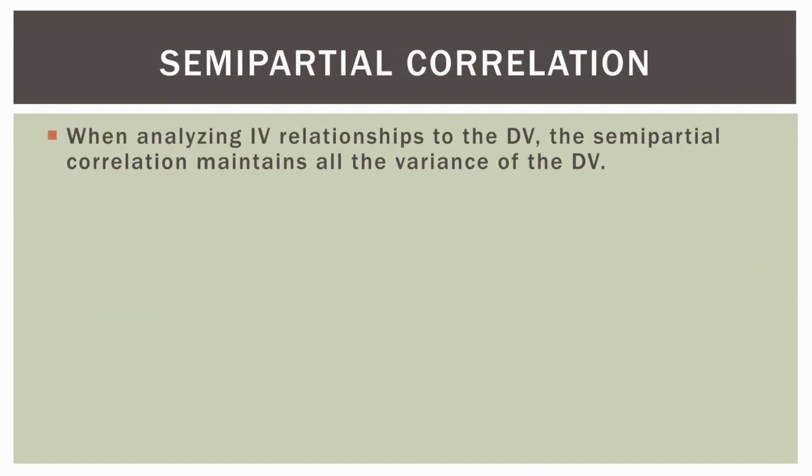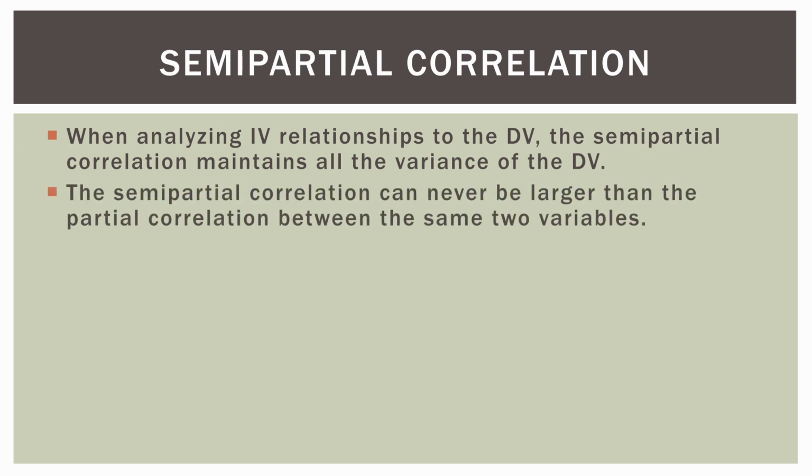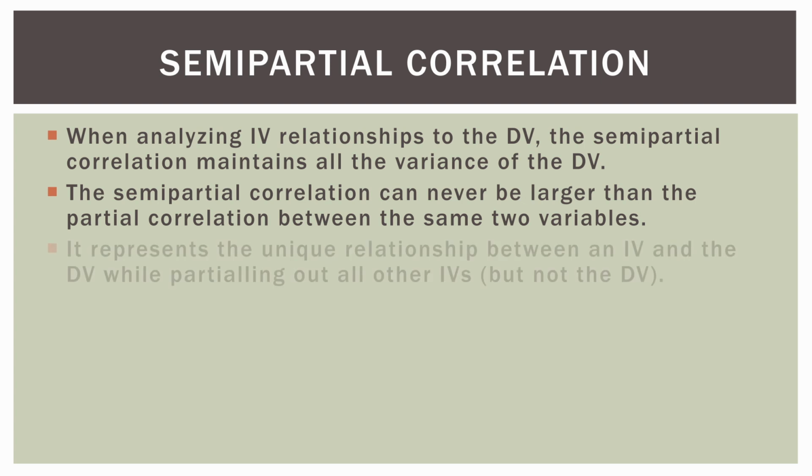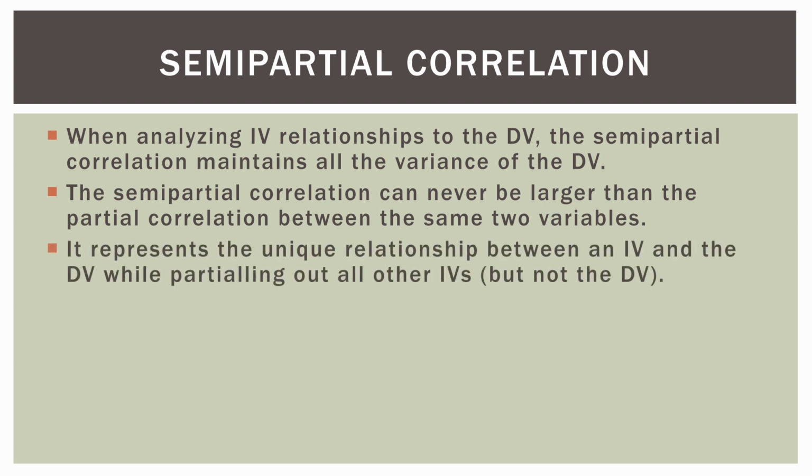So more specifically about semi-partial correlation. In analyzing an independent variable's relationship to the DV, the semi-partial correlation maintains all of the variance in the dependent variable. That's what makes it different from the partial correlation. The semi-partial correlation can never be larger than the partial correlation between the same two variables. It can be equal to or smaller, but never larger. It represents the unique relationship between an IV and the DV while partialing out all of the other IVs, but not the DV. That's the previous slide.